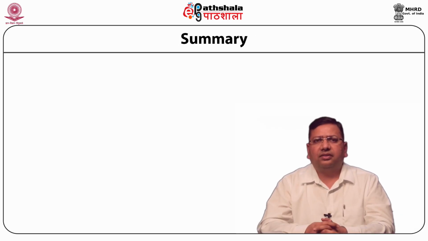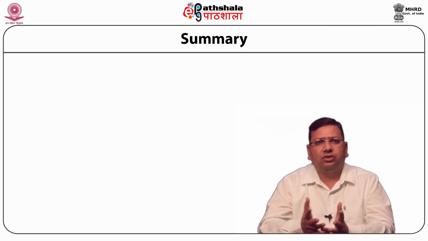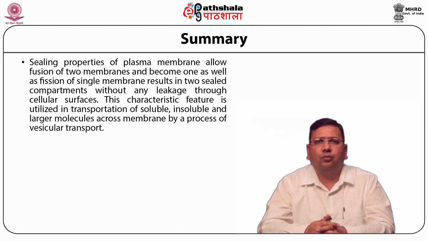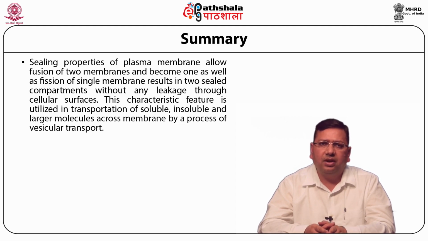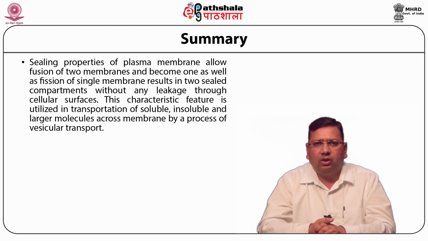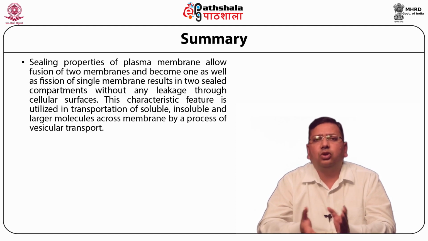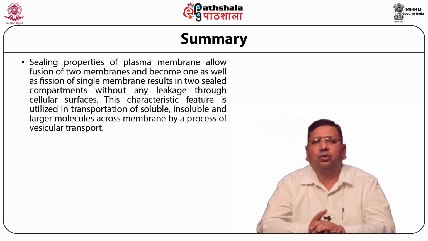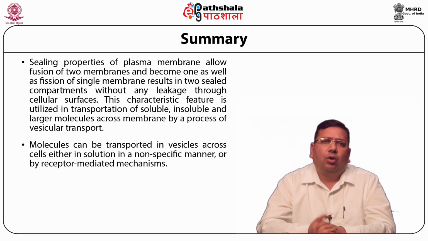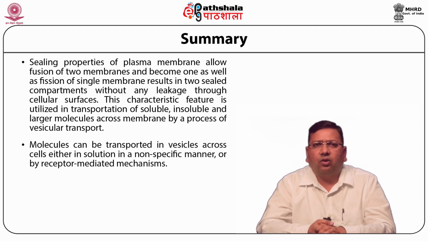So students, let's now summarize what we have learned from this module. Firstly, the sealing properties of the plasma membrane allow fusion of two membranes to become one, as well as fission of a single membrane resulting in two sealed compartments without any leakage through cellular processes. This characteristic feature is utilized in transportation of soluble, insoluble, and large molecules across the membrane by a process that we call vesicle transport.